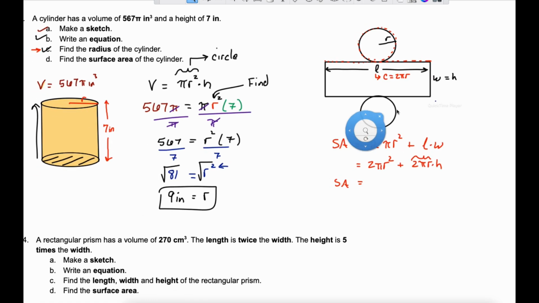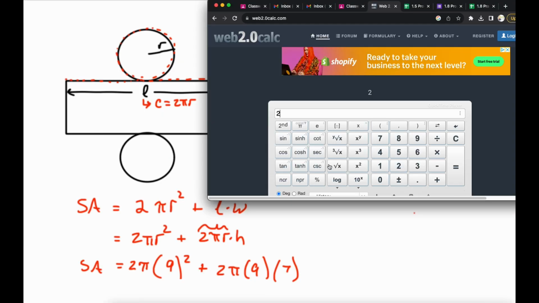We know r and we know h in the problem. r is what we just found. So we've got 2 pi times 9 squared as our radius, plus 2 pi r, which is 9 again, times h, which is 7. We've got 2 pi times 9 squared plus 2 pi times 9 times 7. And we get 904.8.